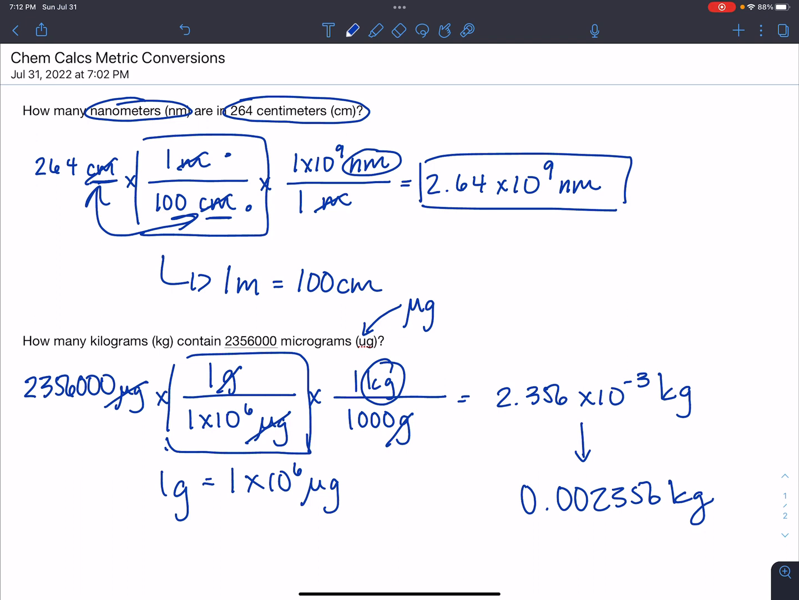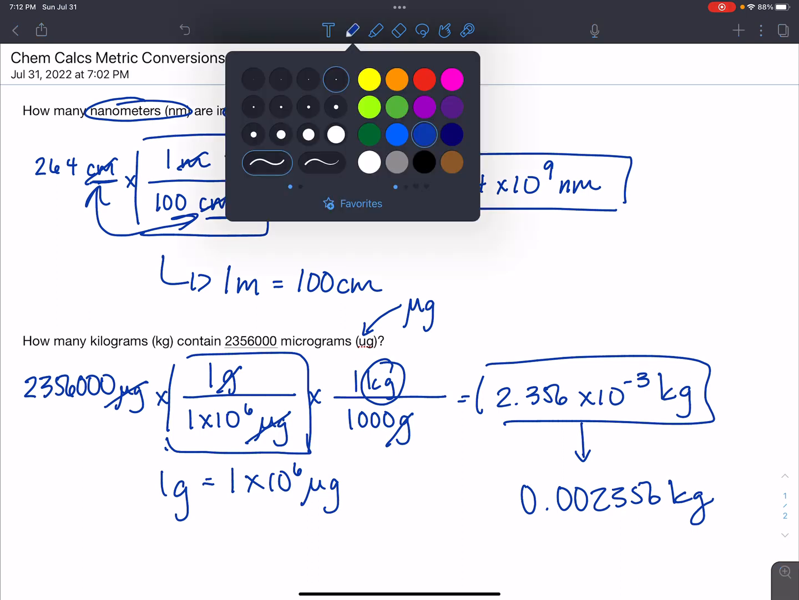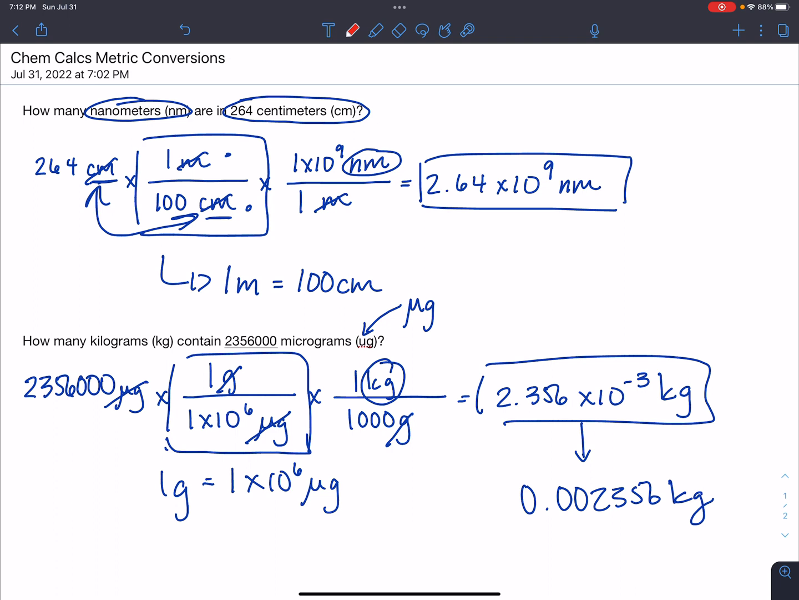So in the end, you should have answers that are reasonable. We go back and check. A centimeter is larger than a nanometer, so it makes sense that I have more nanometers than I did centimeters to start with. For my other calculation, a kilogram is bigger than a microgram, so it makes sense that my microgram number is larger than my kilogram number. Hope that helps.